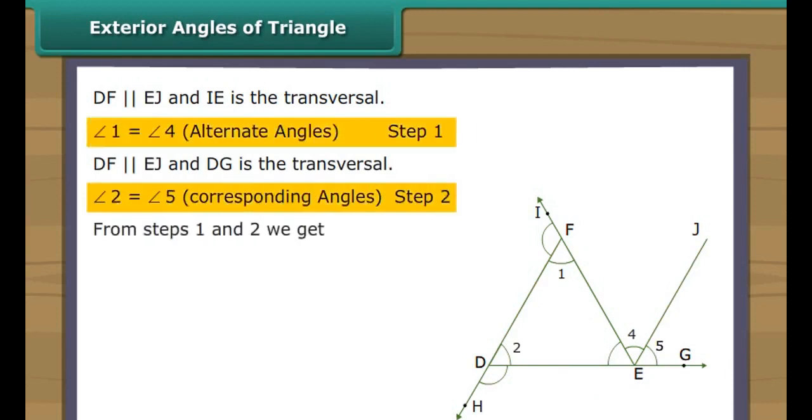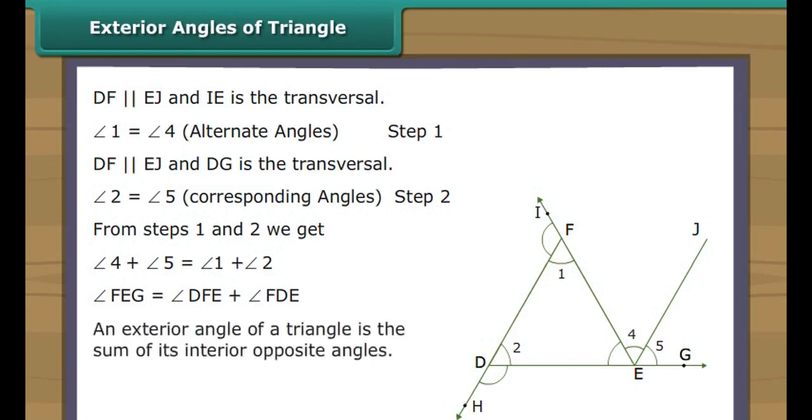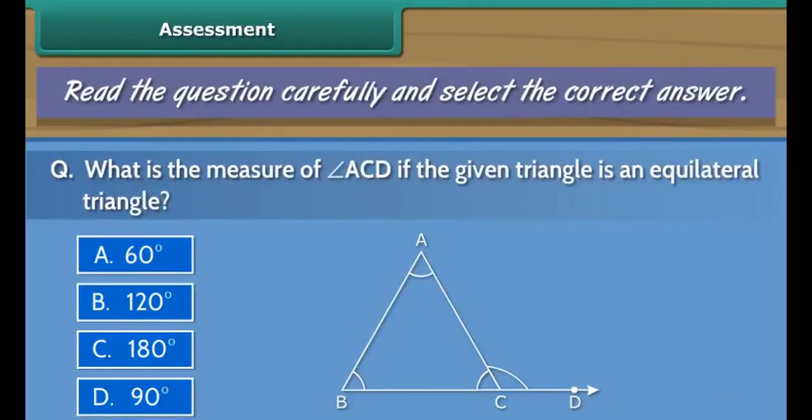From the two steps we get angle 1 plus angle 2 is equal to angle 4 plus angle 5. It means angle FEG is equal to angle DFE plus angle FDE. Therefore, an exterior angle of a triangle is the sum of its interior opposite angles. Similarly, exterior angle EDH is equal to angle DFE plus angle DEF, and exterior angle DFI is equal to angle FDE plus angle DEF.